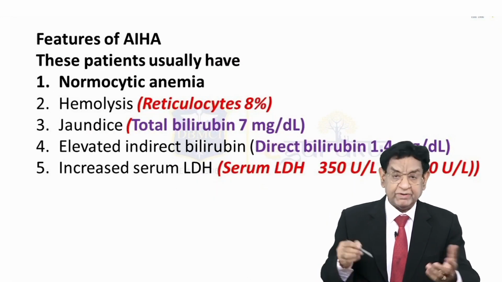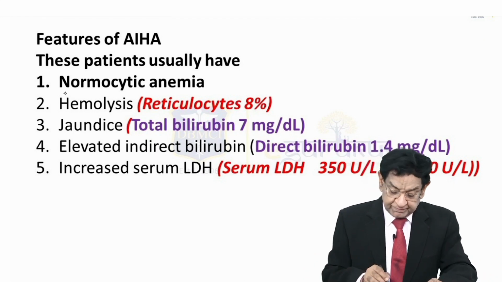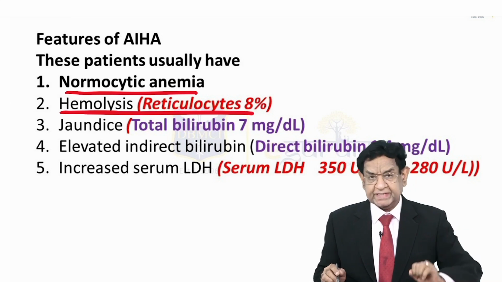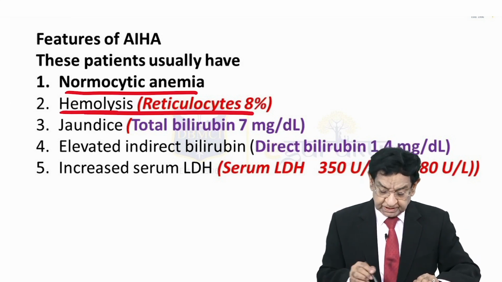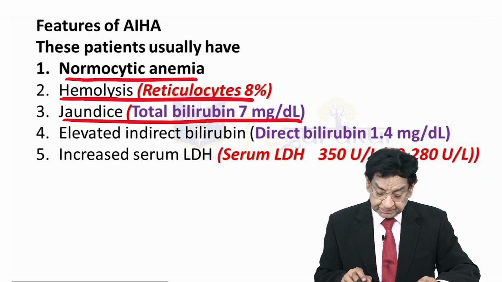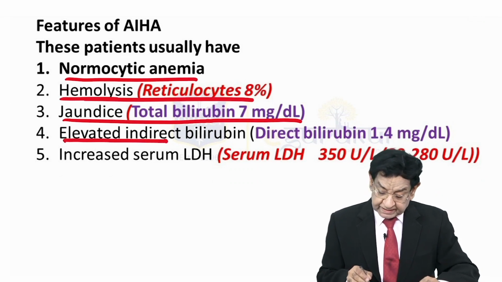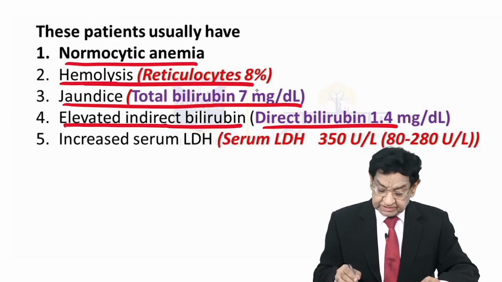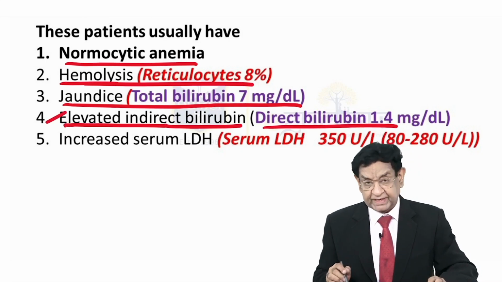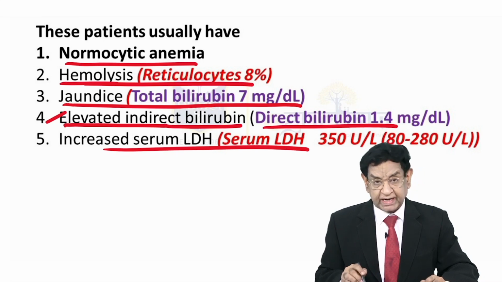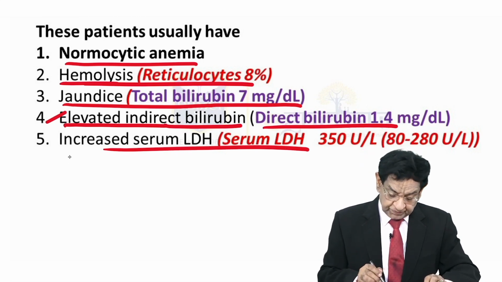These patients of AIHA usually have normocytic anemia, hemolysis, and the reticulocyte count is increased. This is there in our case also, 8%. Jaundice, total bilirubin is 7 milligram percent, and indirect is mainly raised because direct bilirubin is only 1.4 out of 7. Increased LDH is a feature of all hemolytic anemias, any hemolytic anemia.